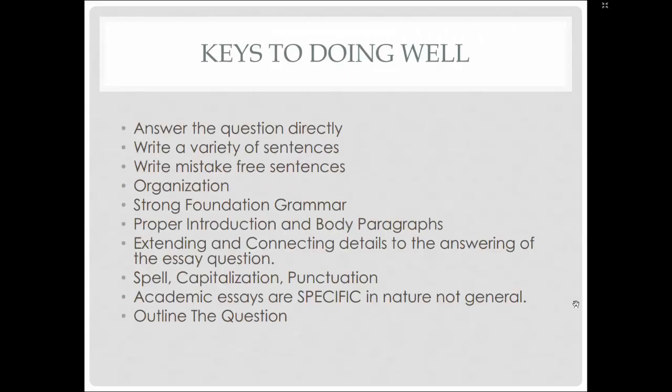All right. Now, here's some keys to doing well. You can pause the lecture tape here if you want to take a chance to look at everything. I'm going to go over some of these. Writing mistake-free sentences, number 3, is so important. If you can show the ability to write sentences that don't have mistakes, that really helps out your grade. Writing a variety of sentences, number 2, is very, very important. When I look at your essay, am I looking at all simple sentences, or do I see compound, complex, correlative, and conditional sentences? Am I seeing all the different types of sentences that you have to be able to do?